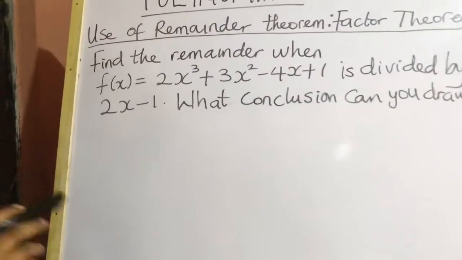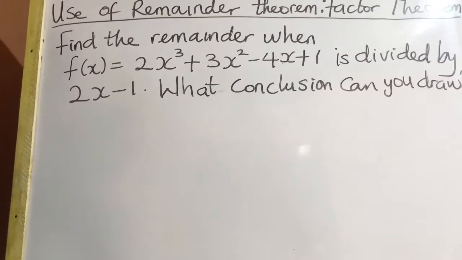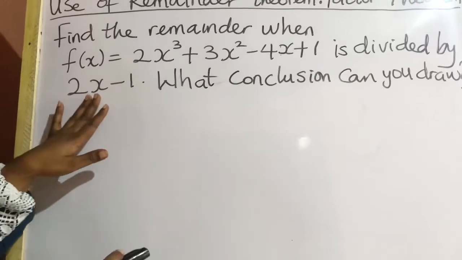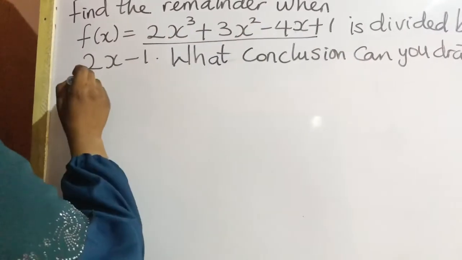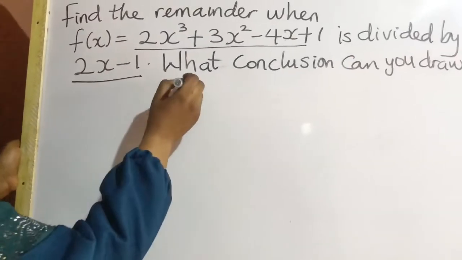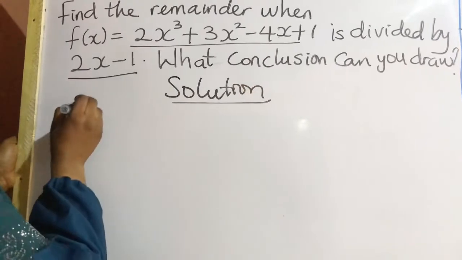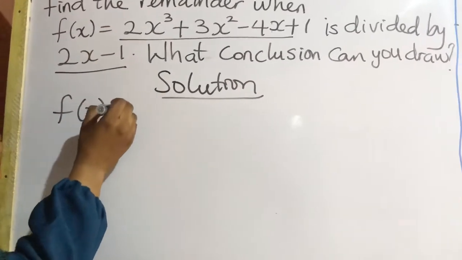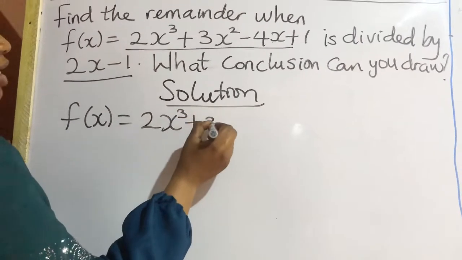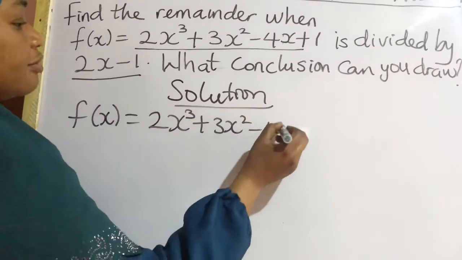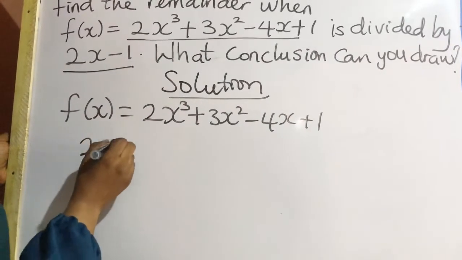Find the remainder when f of x is equal to 2x cubed plus 3x squared minus 4x plus 1 is divided by 2x minus 1. So here is the dividend and 2x minus 1 is the divisor. Solution. So let's write the dividend f of x, the polynomial, 2x cubed plus 3x squared minus 4x plus 1, and the divisor is 2x minus 1.